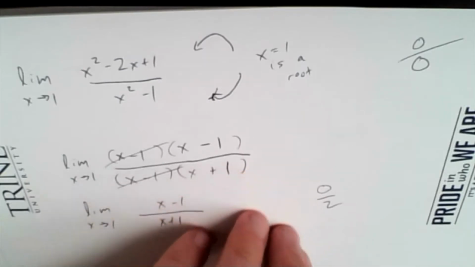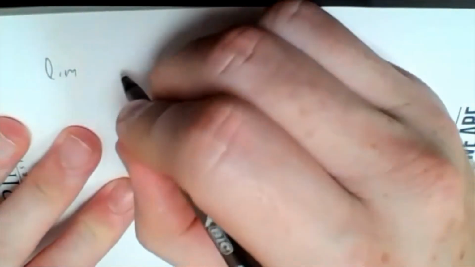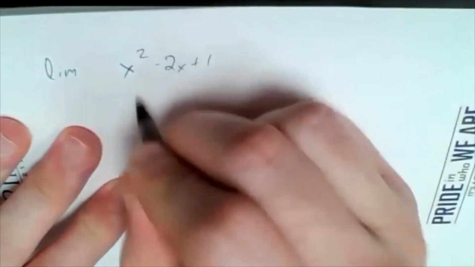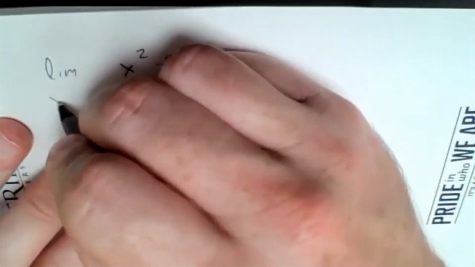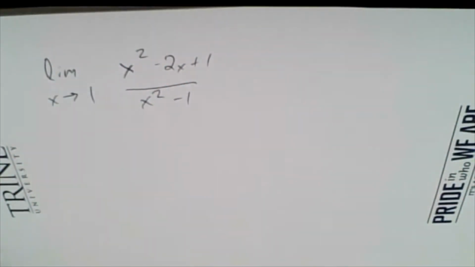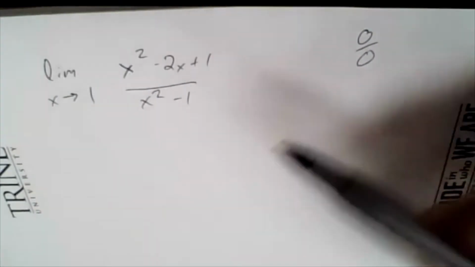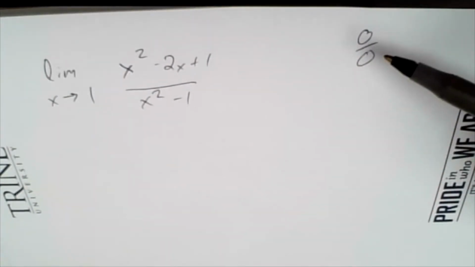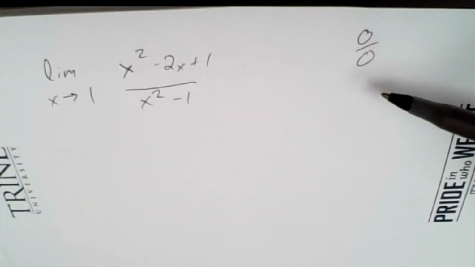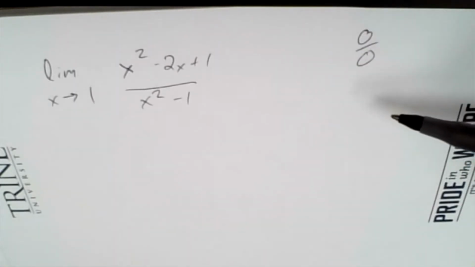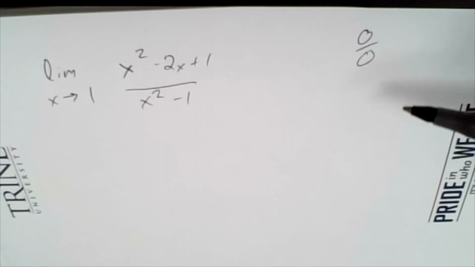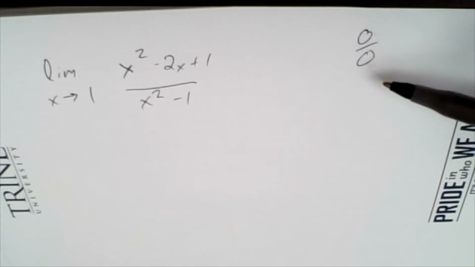Let's look at this another way. So again, I have the limit of (x squared minus 2x plus 1) divided by (x squared minus 1), as x is approaching positive 1. We previously saw that this is the situation where evaluation at x equals 1 gives us 0 divided by 0. This is one of our indeterminate forms. In the case where we have 0 divided by 0, we can use L'Hopital's rule.